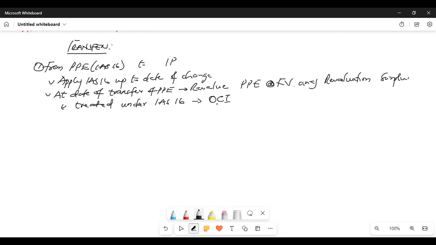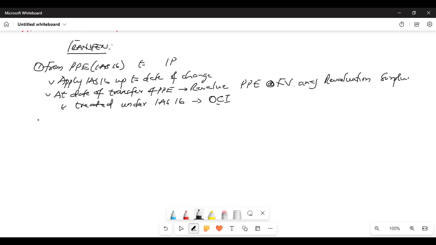Because when you put it at the OCI, what you mentioned is the corresponding entry, which you will later take there. But between the asset, when there is a revaluation surplus, you debit the asset and you credit OCI.